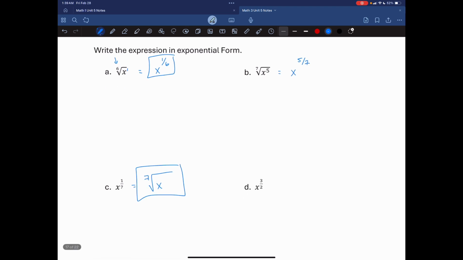I have x to the 3/2. Remember, I can rewrite this as the square root of x cubed. And remember, when it's 2, it's just a square root. You do not need to write the 2 here, right? That's like saying x to the 1st power. We don't need to write the 1. We don't need to write a 2 when we have a square root.